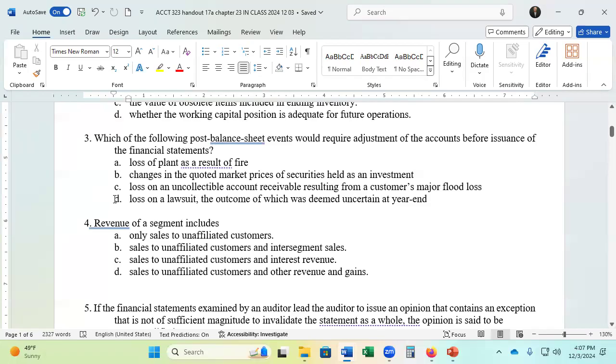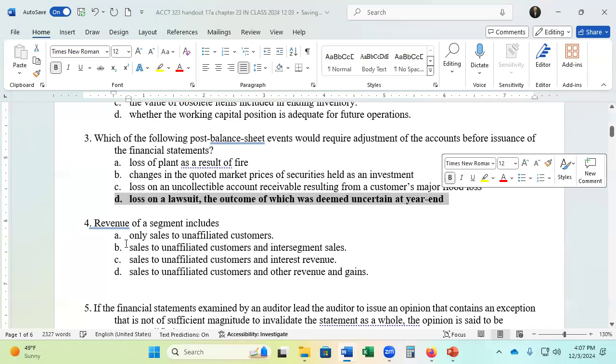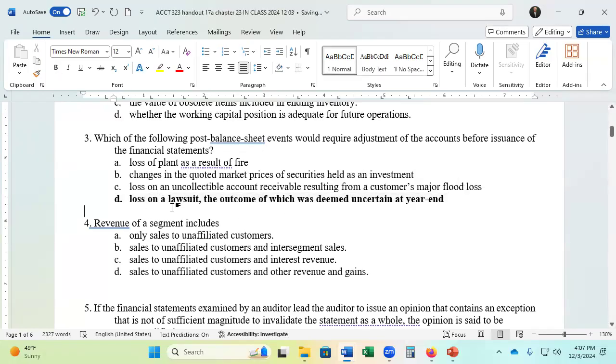or in some cases like this one, would require an adjustment of the accounts, this one would be a loss on a lawsuit, the outcome of which was deemed uncertain at year end. Because essentially what they're saying is, if you're going to adjust the financial statements, it had to be occurring prior to the end of the financial statement date. If this occurred after, like the lawsuit and everything, after the financial statement date, and you had a judgment, something real quick, obviously wouldn't happen, but you would disclose that.